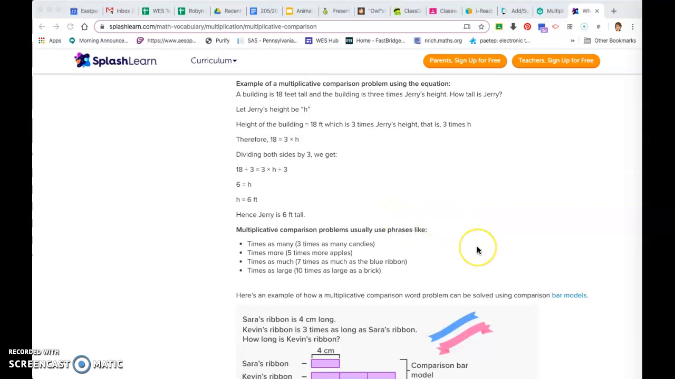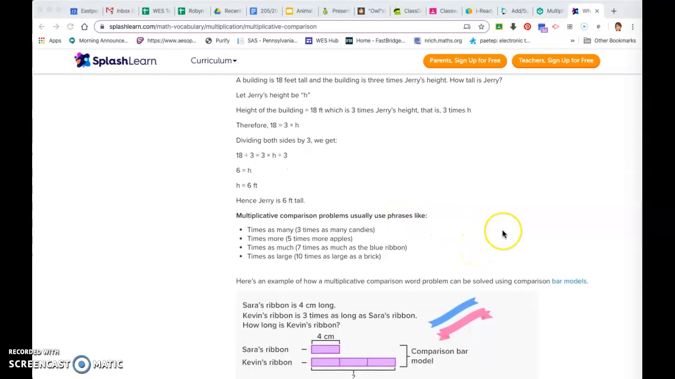Multiplicative comparison problems usually use phrases like times as many, like 3 times as many candies, times more, 5 times more apples, times as much, 7 times as much as the blue ribbon, times as large, 10 times as large as a brick.